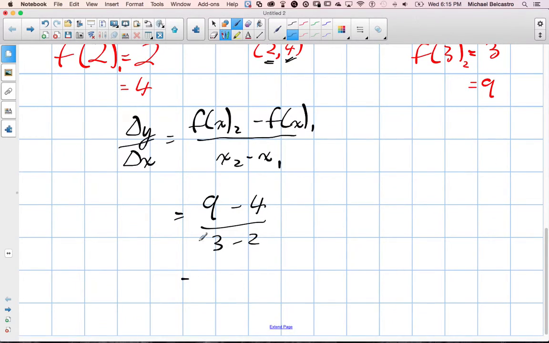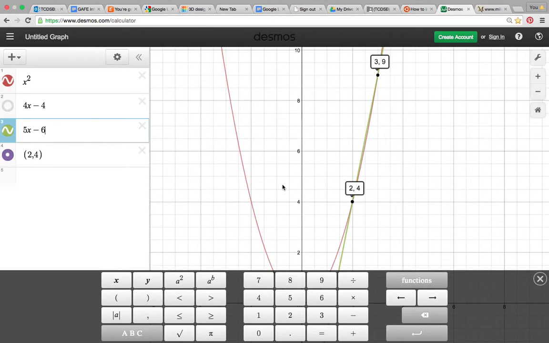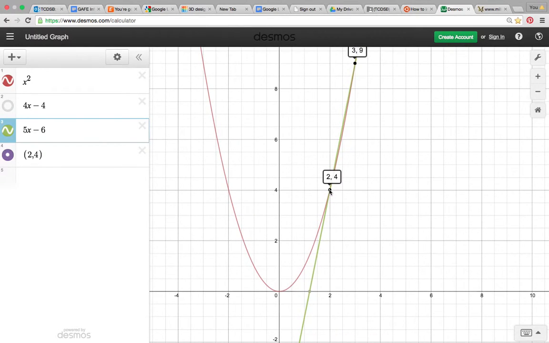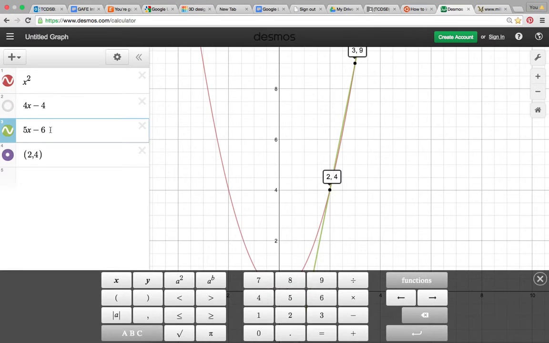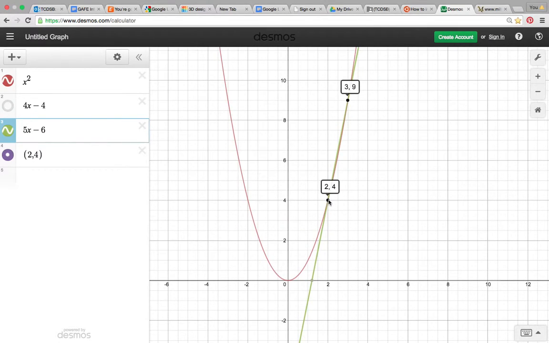So what we find is we get 5 over 1, which is a slope of 5. In other words, it's saying the rate of change, if we use 2 and 3, or the instantaneous rate of change, is 5. I've quickly made an equation over here that shows you the slope. So the slope is 5. I calculated the y-intercept to help us out visually, but that's where this line crosses 2 and 3.